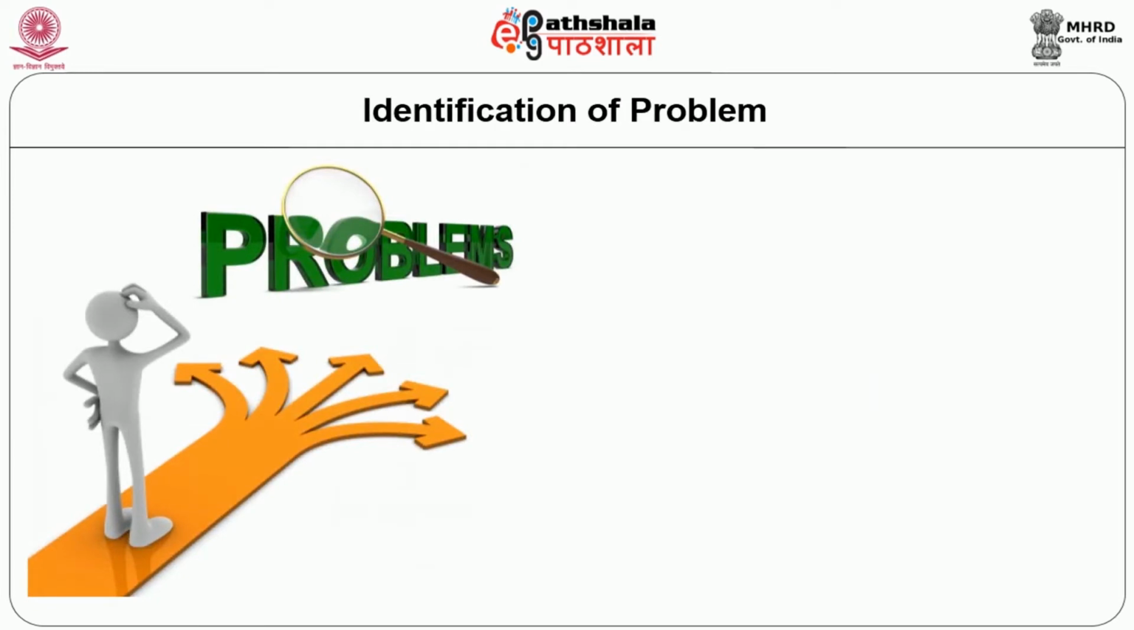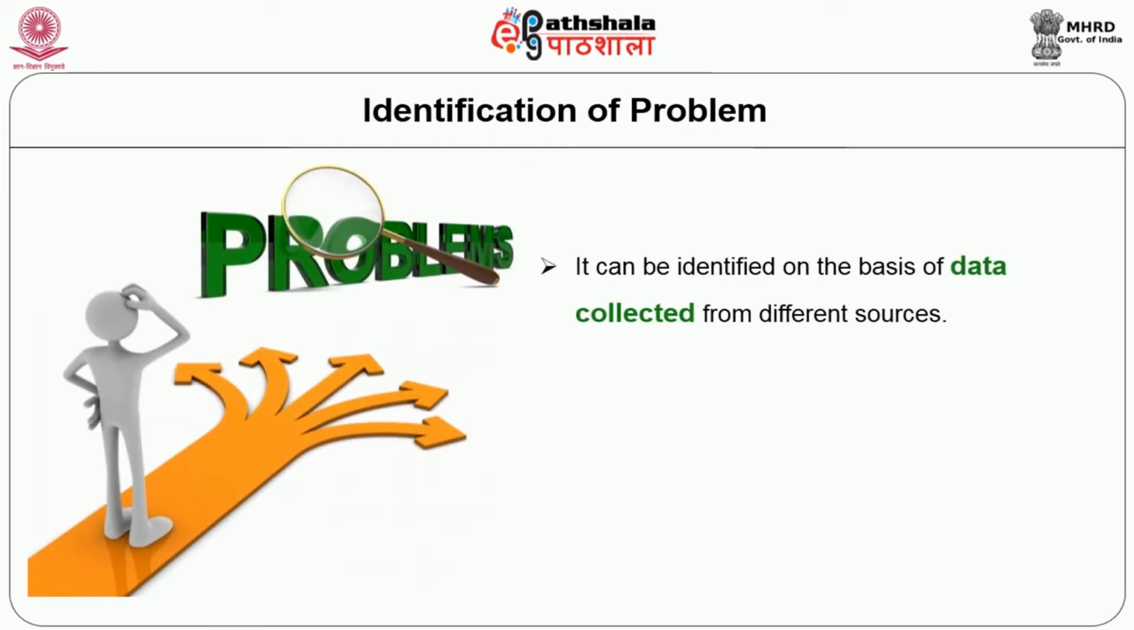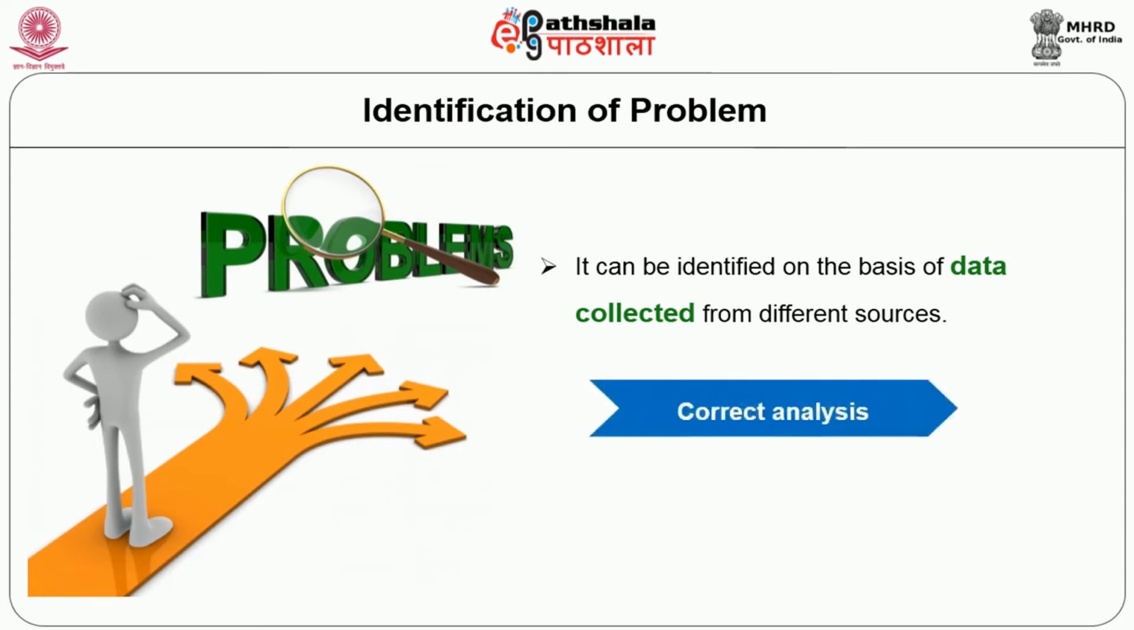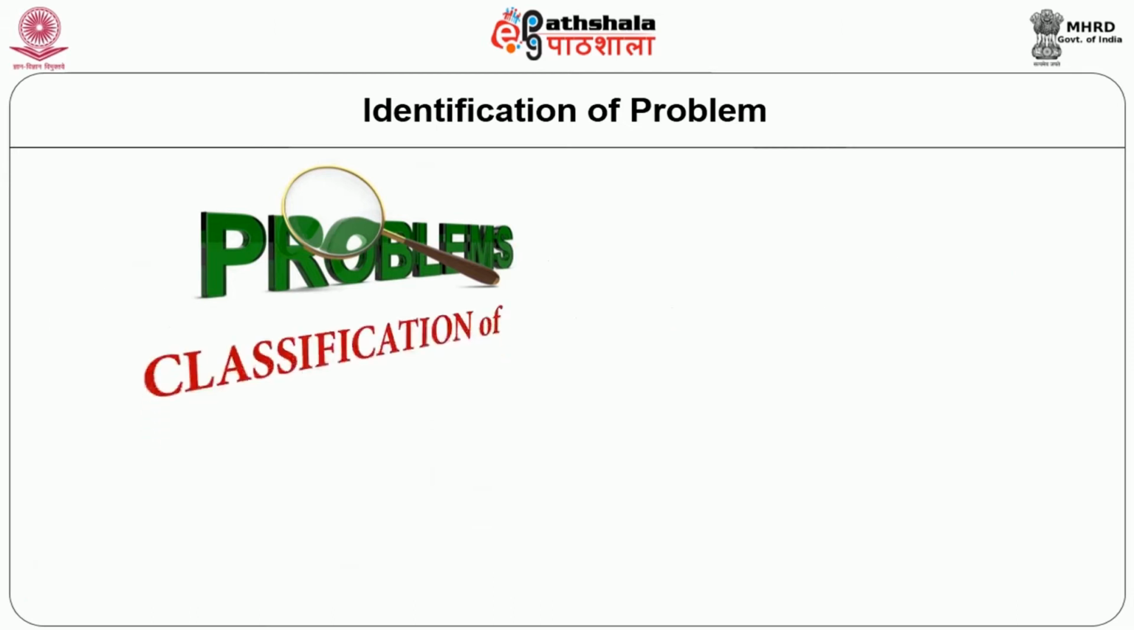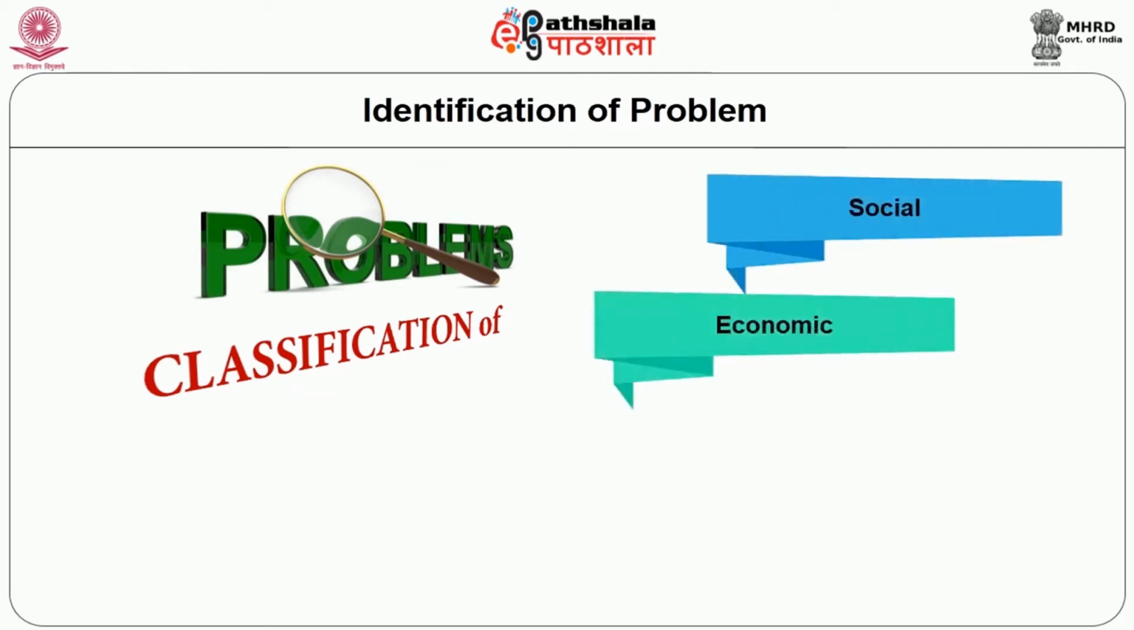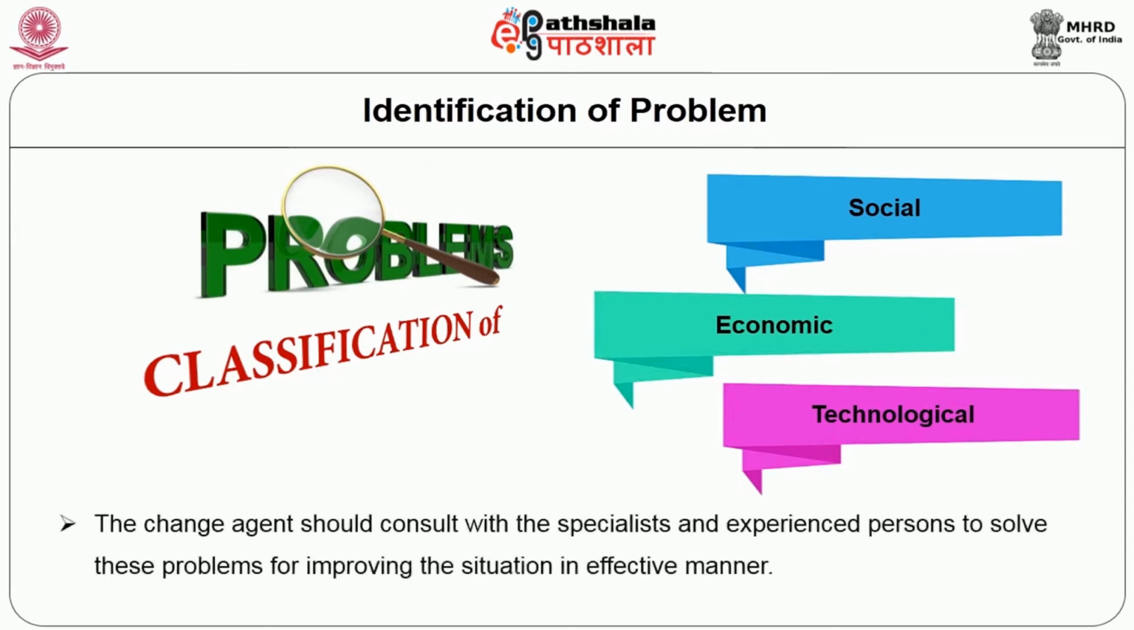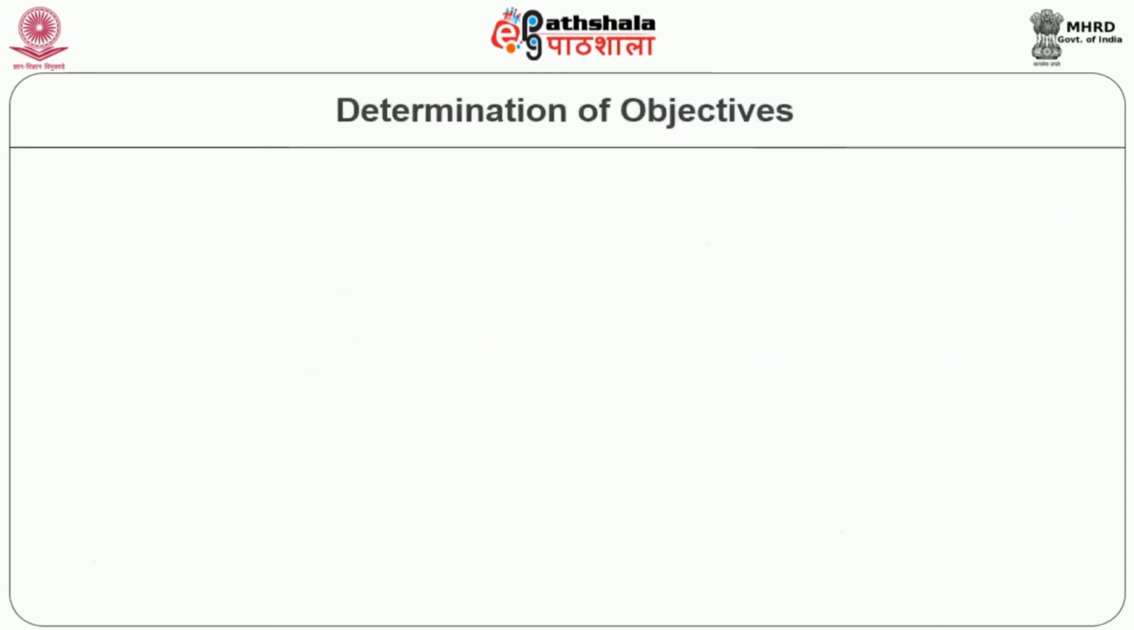How will you identify the problem? Problems are to be identified on the basis of data collected from different sources. Collection, analysis and interpretation help in identifying the problem. There may be many problems, but you have to select what the community needs. It's not desirable to have many problems at one time. The classification of problems after identification may be grouped as social, economic, technological, etc. Now, the change agent should consult with the specialist and experienced person to solve these problems for improving the situation in an effective manner.